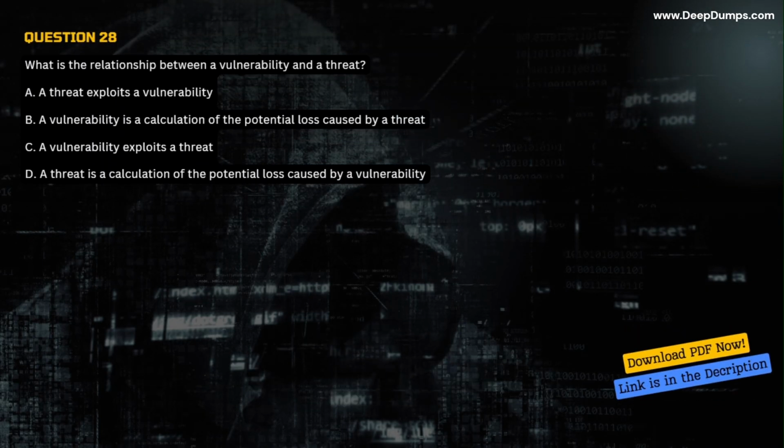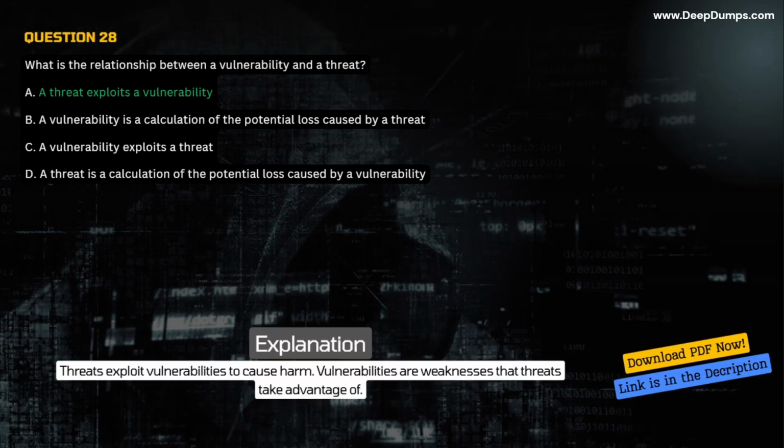Question 28. What is the relationship between a vulnerability and a threat? A. A threat exploits a vulnerability. B. A vulnerability is a calculation of the potential loss caused by a threat. C. A vulnerability exploits a threat. D. A threat is a calculation of the potential loss caused by a vulnerability. Correct answer A. A threat exploits a vulnerability. Explanation. Threats exploit vulnerabilities to cause harm. Vulnerabilities are weaknesses that threats take advantage of.